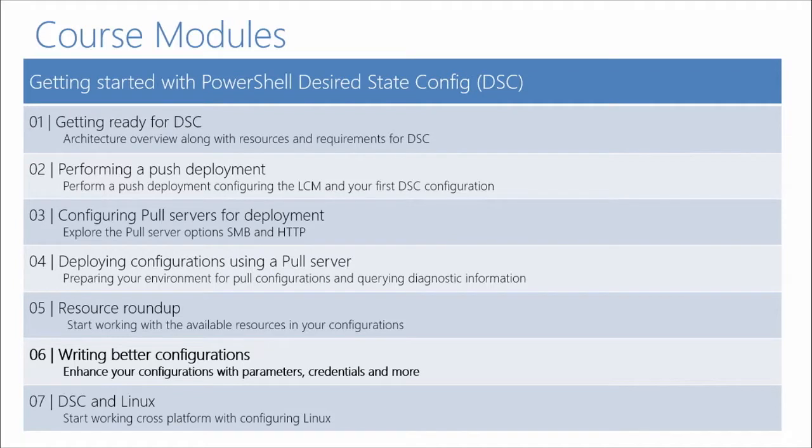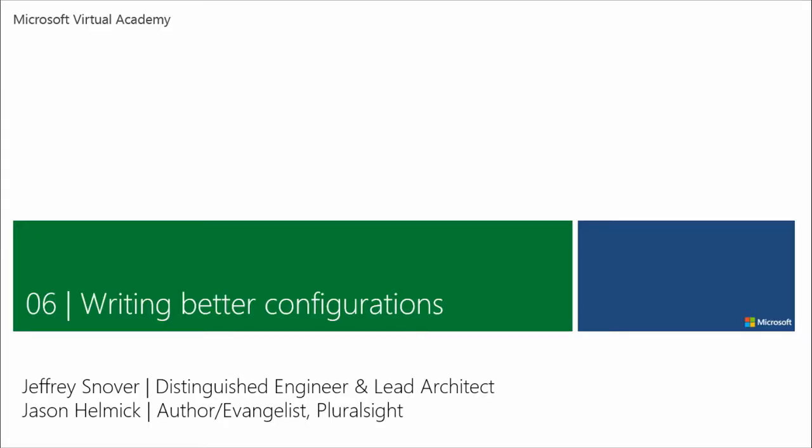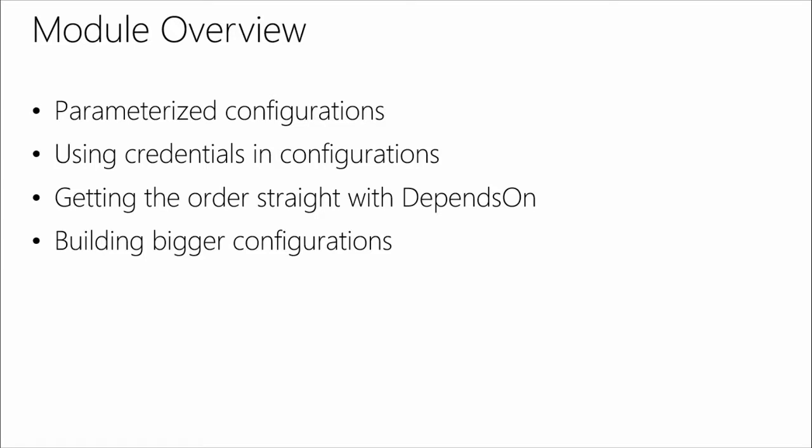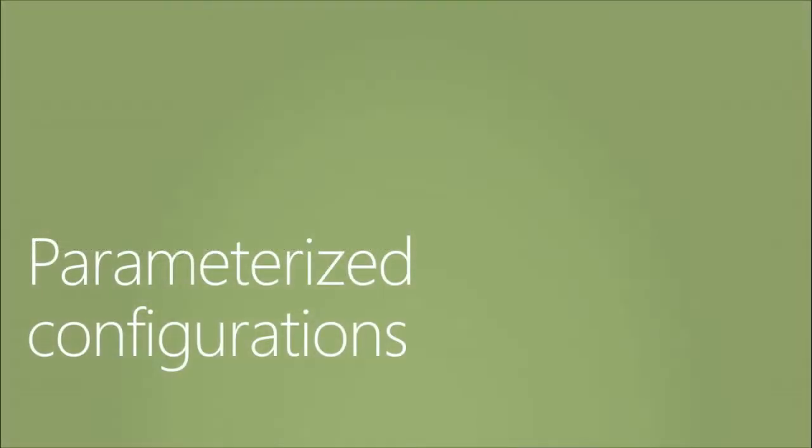So let's take a look here at the screen at what we have. We are in Module 6. We're almost at the end, writing better configurations. And we are going to, as I said, go through parameterized configurations, credentials, and getting the order straight with depends on, and letting you know some of the things that we're going to be doing in the advanced MVA tomorrow with building bigger configurations. So here we go, parameterized configurations, reusable.